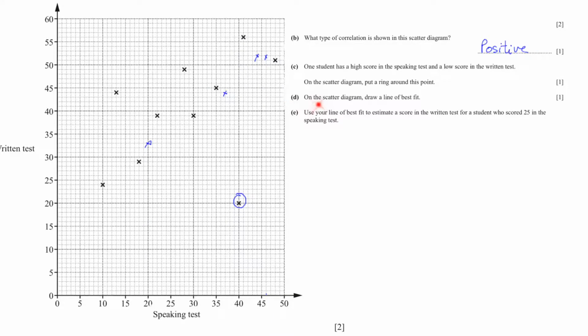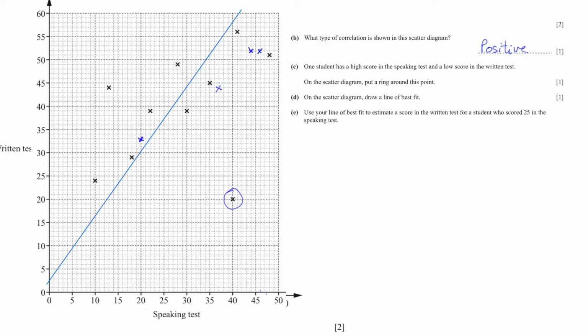Question number D. On the scatter diagram, draw a line of best fit. When you draw a line of best fit, try to put equal number of points on the right and the left side of the line. So this is the line of best fit. We have approximately equal number of points on either side.